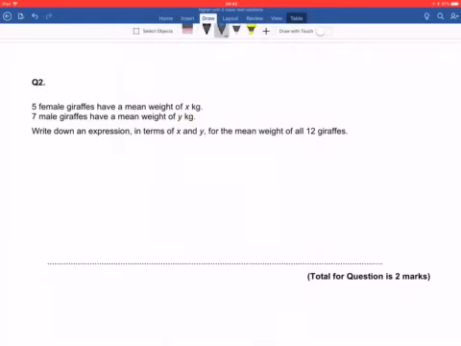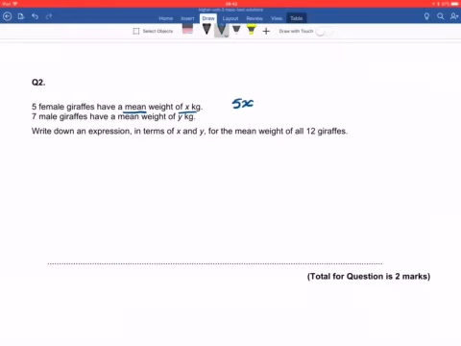So, 5 female giraffes have a mean weight x. That means when they were all added together and divided by 5, their weight was x. So if I need to unpick that, their total weight must have been 5x, because I added them all together and divided by 5 and I got x. So to get back to what their total weight was, it must have been 5x.